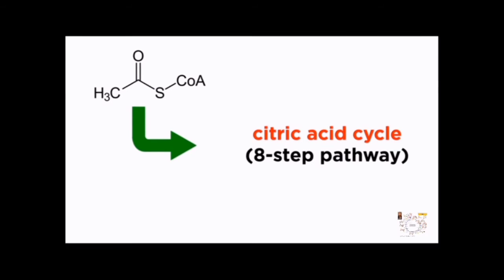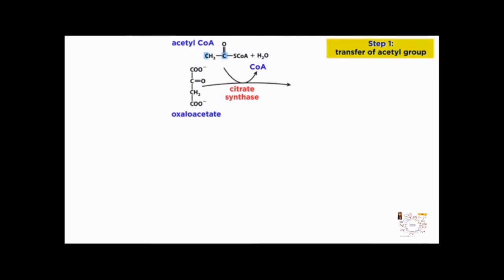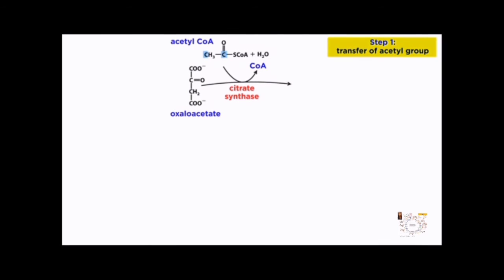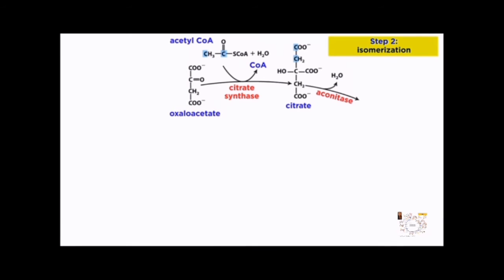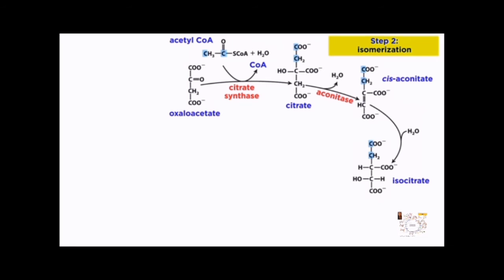Now we will discuss the citric acid cycle 8-step pathway. In the first step, the enzyme citrate synthase transfers the acetyl group to oxaloacetate to form citrate. Next, with the help of aconitase, a water molecule is removed and another one is added to generate a structural isomer of citrate called isocitrate. Then, catalyzed by isocitrate dehydrogenase, isocitrate is oxidized by NAD+ and decarboxylated to form alpha-ketoglutarate.